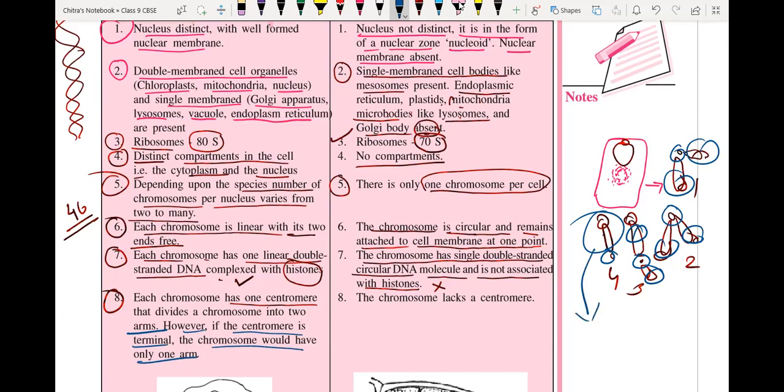That is the case only in telocentric. But in a prokaryotic cell, the chromosome lacks the centromere; the central part is not present. In the eukaryotic cell it is present and it divides the chromosome into two arms, except in one case. Okay, everyone?